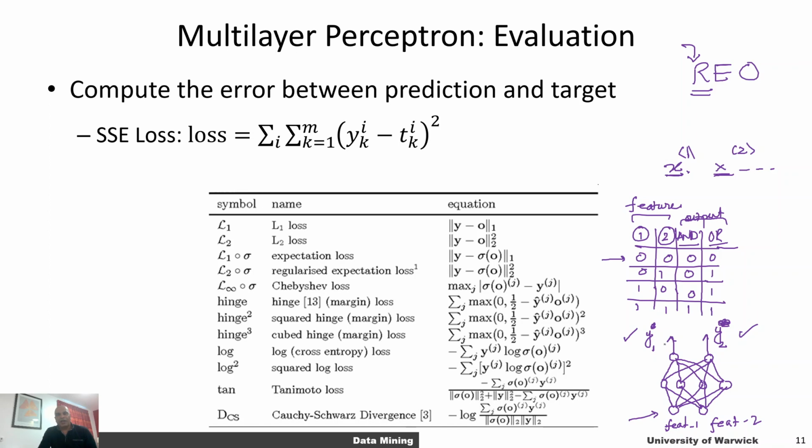And then you have a target value corresponding to each of these outputs. You have a target for AND and you've got a target value for OR for a given example. And then we can compute the difference between the target value and the value your neural network produced at its current value of weights.